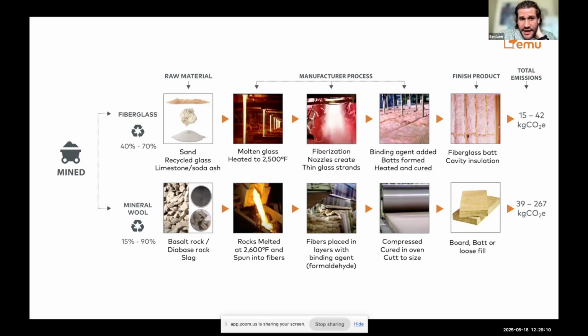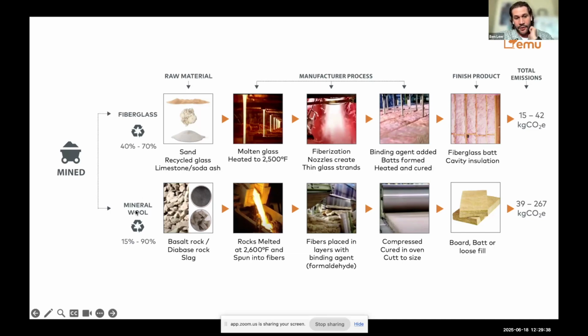So with that being said, fiberglass has way lower overall emissions than the foam products because of the recycled content. We're still adding a lot of energy. If you think about heating glass to this temperature, we need to input a lot of energy there. A lot of that energy gets compensated for by having a high recycled content. So this is a big reason why this is a slightly lower embodied carbon material.